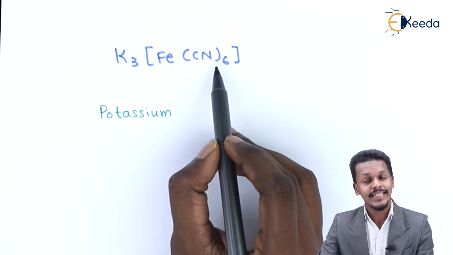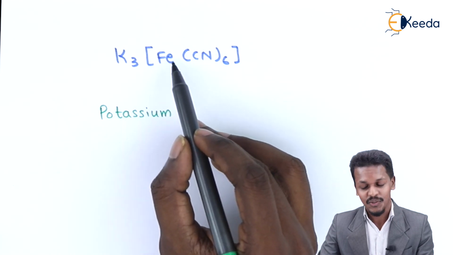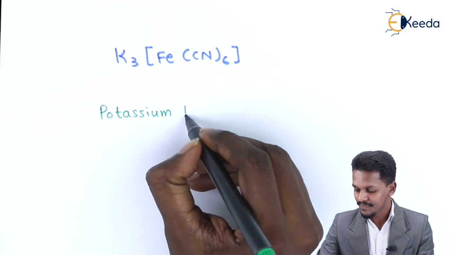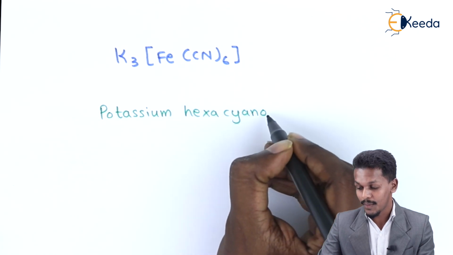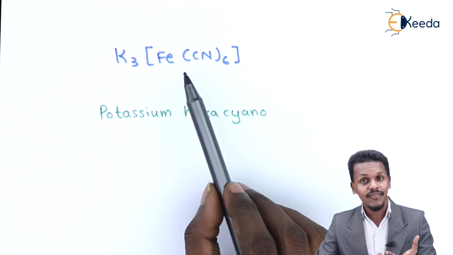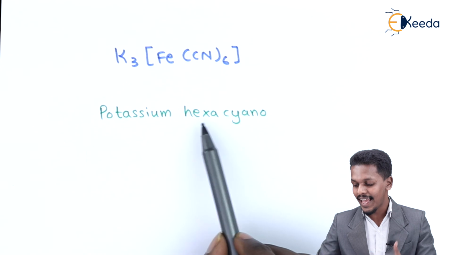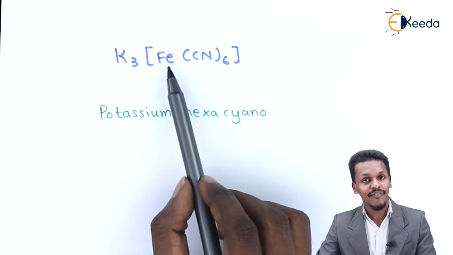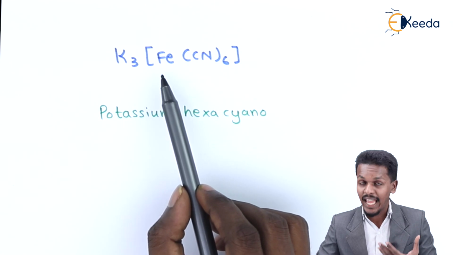where we could find that there are 6 cyanide ligands attached to the Fe ion. So therefore we could name it as hexacyano. Remember, we have to give cyanide the name cyano. So therefore the name is hexacyano, then this is Fe. But here we also have to calculate the oxidation number of Fe.